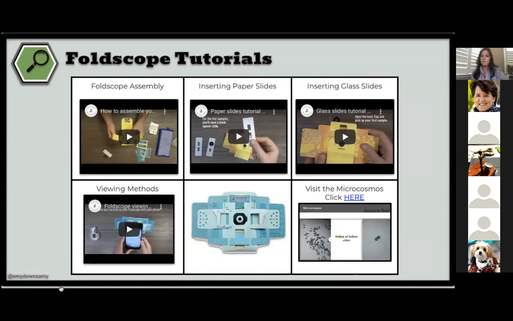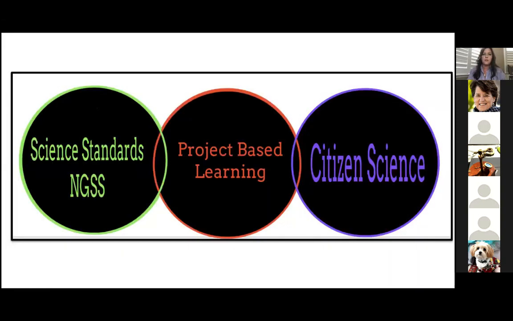This is just the minimum, just getting started. There are so many amazing resources and videos on the Foldscope website. I just peeled off the ones that would fit what the kids would need in the middle of actually Foldscoping for photosynthesis.